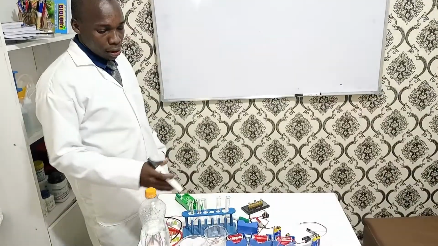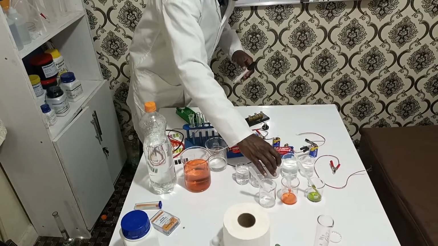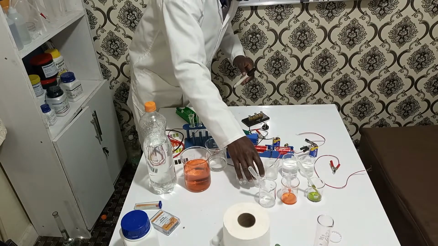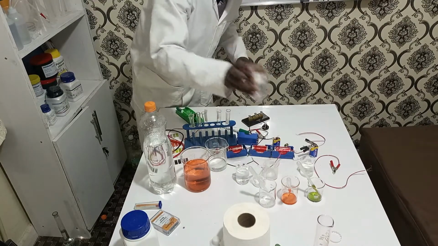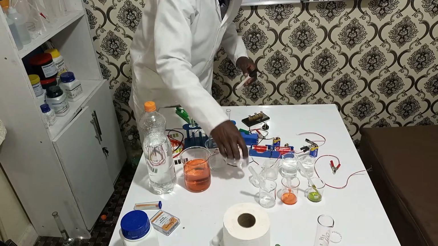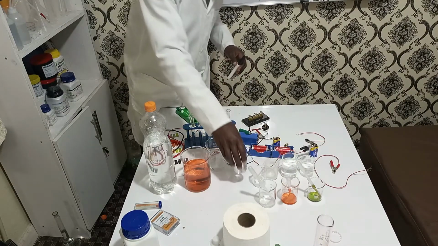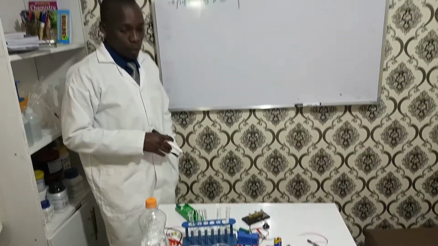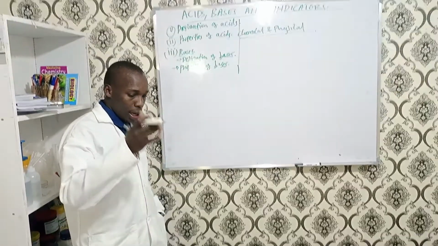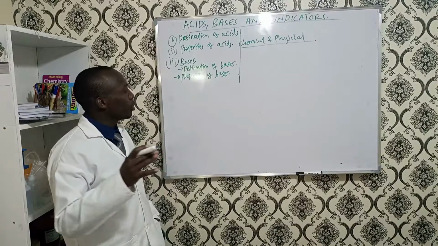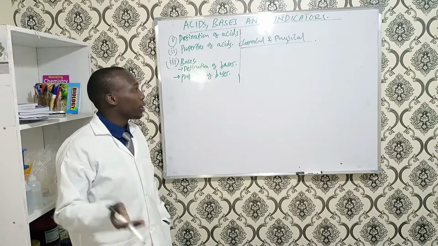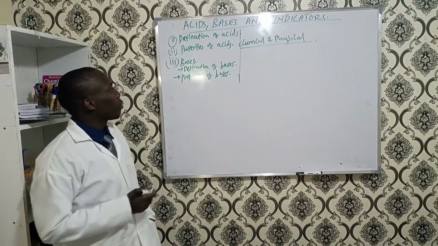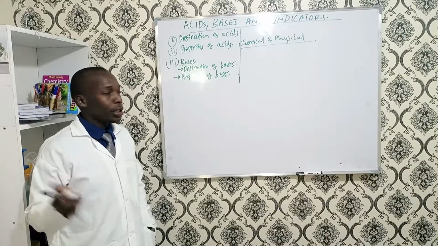Apart from the indicators, I also have a wide range of bases. I have strong bases as well as weak bases. I have strong acids like nitric acid, and I also have weak acids, the likes of acetic acid and oxalic acid. So we'll take a look at most of the properties of bases and acids, and apart from the properties, we take a look at the application of such properties. So without taking much time, I would like to take a look at the definition of acid.